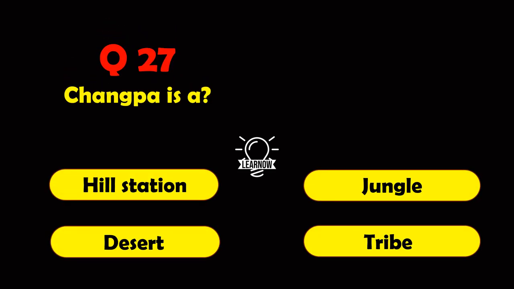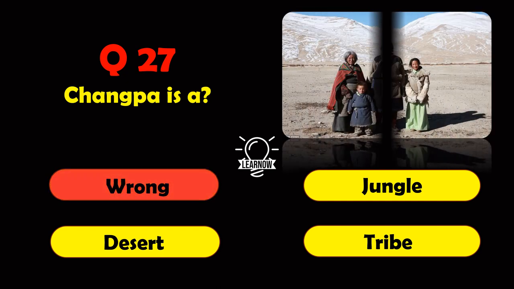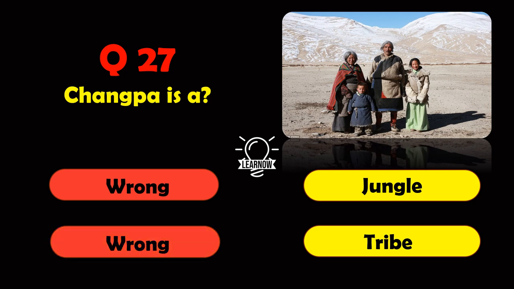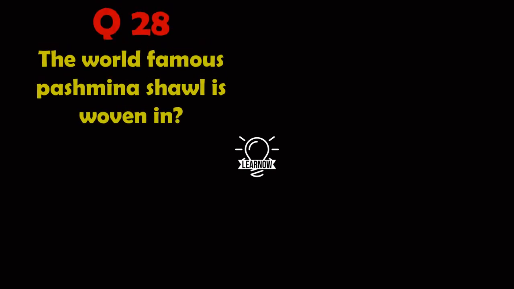Next question, question number 27. Changpa is a, the options are hill station, jungle, desert, or a tribe. So is Changpa a hill station? No, it is wrong. Is it a desert? Desert is also wrong. So is it the name of a jungle? Jungle is also wrong. That means Changpa is a tribe. And as we all know, in the chapter A Shelter So High, we talked about Changpas, that it is a tribe.